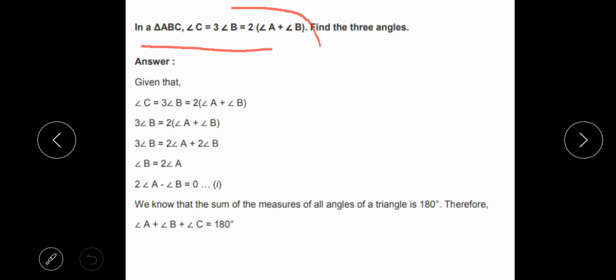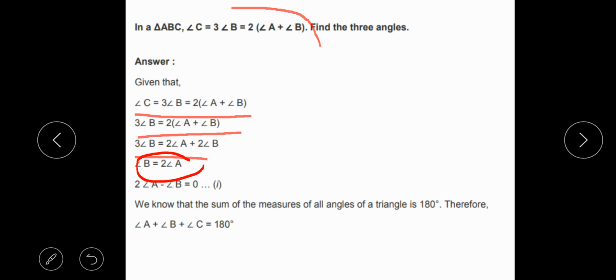This is the question. So what we have to do, very firstly, what we have been given: angle C is equal to 3 times angle B is equal to 2 times angle A plus B, and here we can find 3 into angle B is equal to 2 times angle A plus B. After solving this, 3 into angle B is equal to, multiplying 2 inside, we will get 2 into angle A plus 2 into angle B, or angle B is equal to 2 times angle A, because 3 into angle B minus 2 into angle B leaves only angle B. So angle B is equal to 2 times angle A.